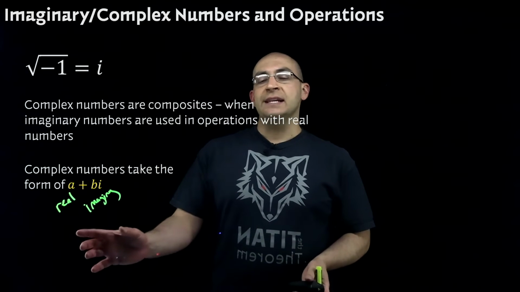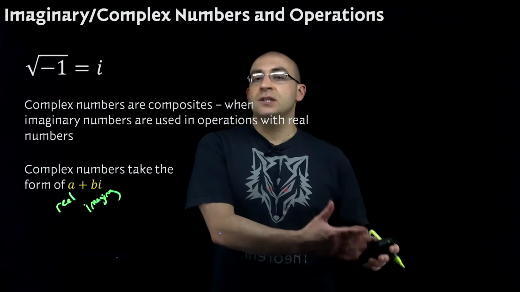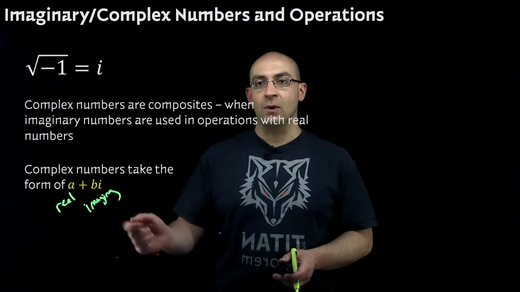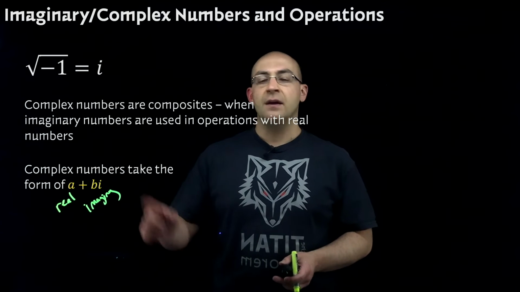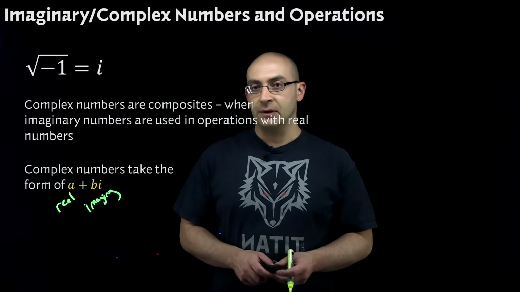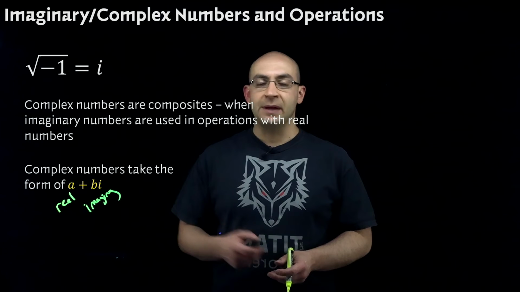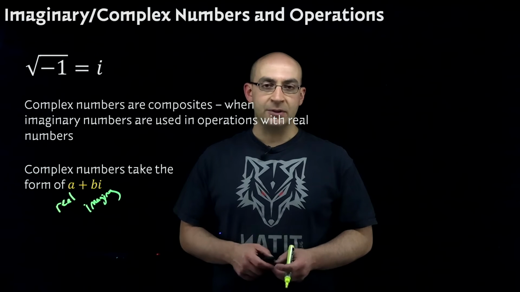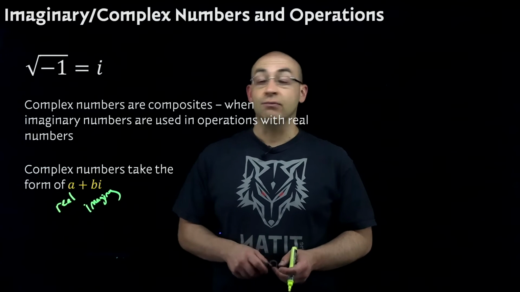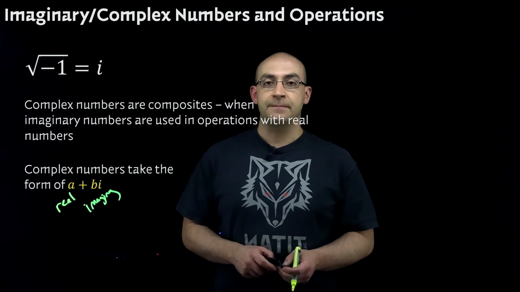We always want to leave answers when we're doing operations with imaginary numbers in this form. A, which is the real form, and bi, which is the imaginary form. Now, there could be a minus sign there. It doesn't matter so much either way. It just means that we have the real number or the real part first.